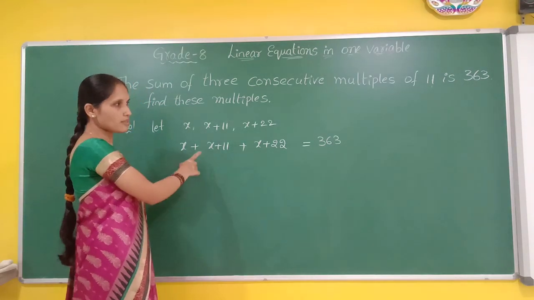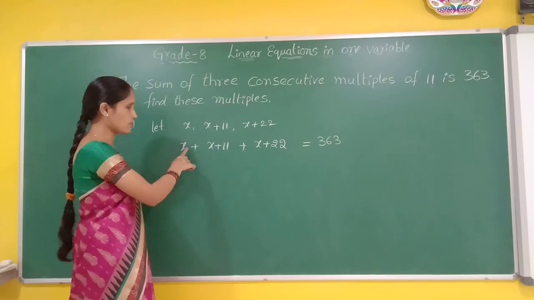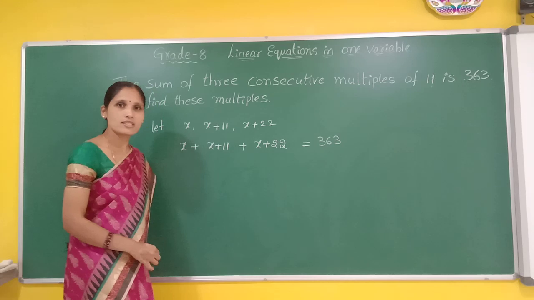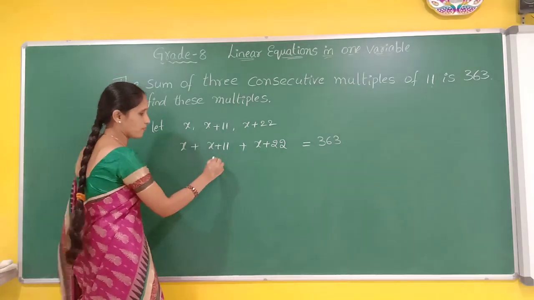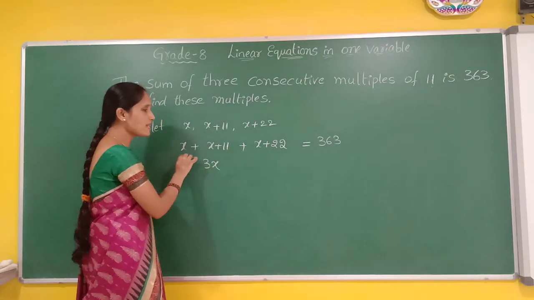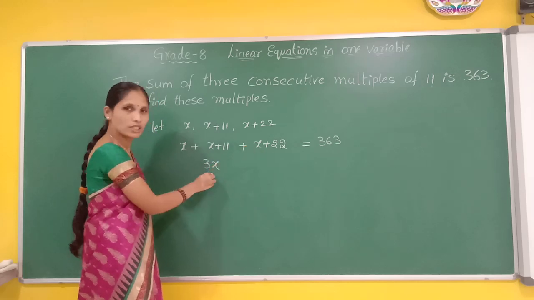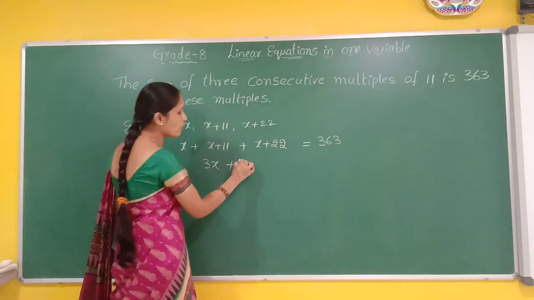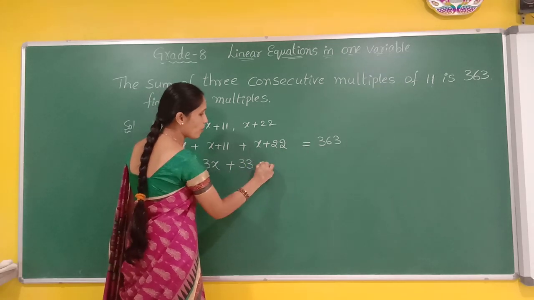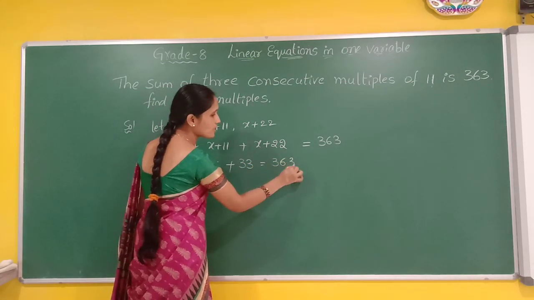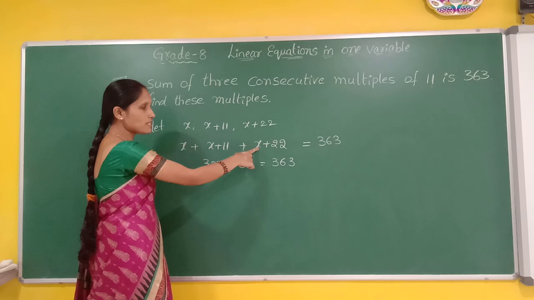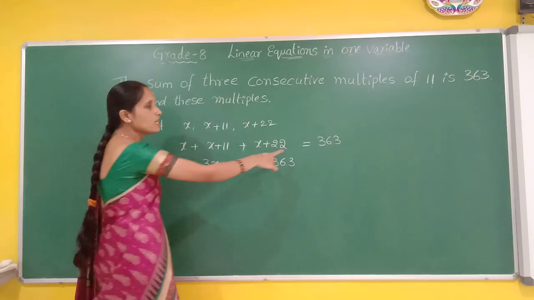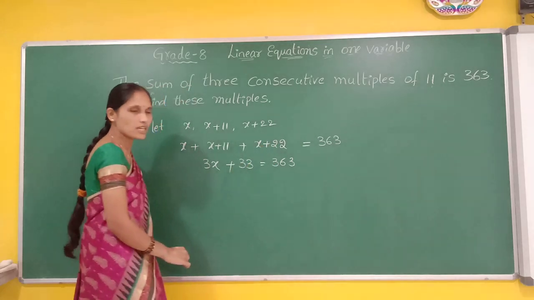Let's simplify the given equation. x plus x plus x is equal to 3x. Plus 11 plus 22, that is 33, is equal to 363.